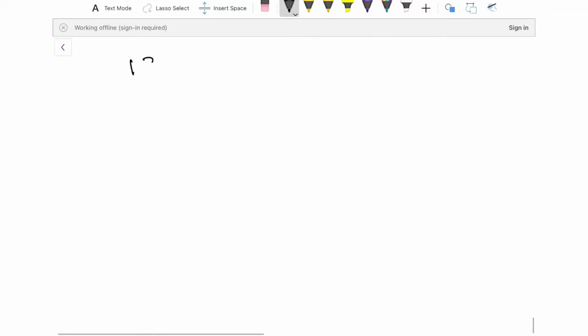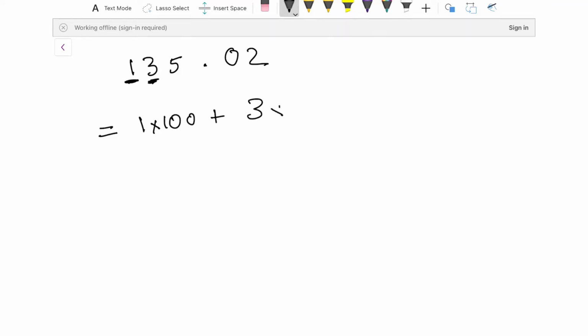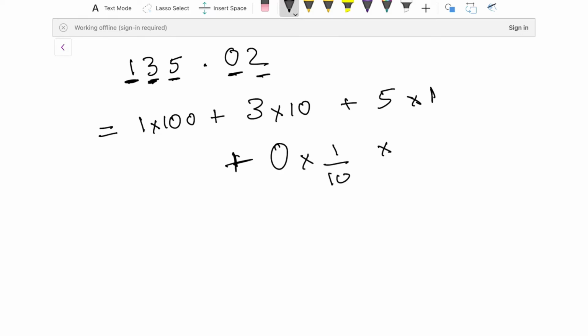Here, 135.02. How do you write this in the expanded form? Let's go ahead and do it. So 1 is in the hundreds place, so that is 1 into 100, plus 3 is in the tens place, so that is 3 into 10, plus 5 is in the ones place, 5 into 1. Good. Now 0 is in the tenths place, so that is 0 into 1 by 10. 2 is in the hundredth place, 2 into 1 by 100.